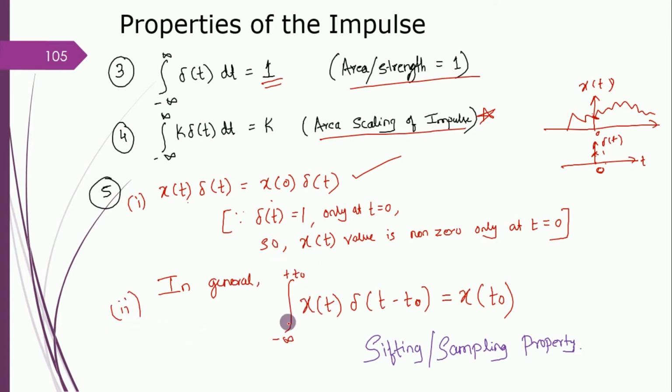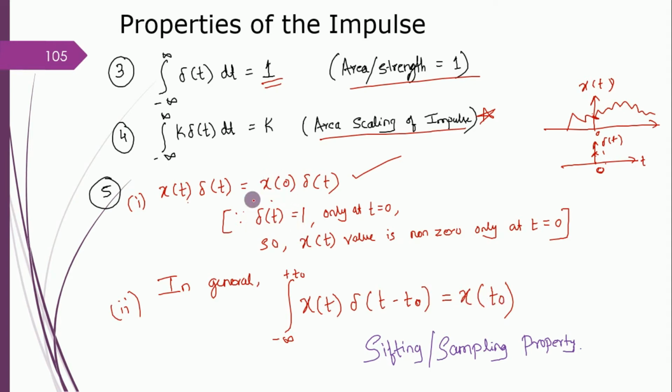If I take its integration, let me assume t naught is equal to 0 right now. X of t delta of t. If I write it in this fashion, the integration, if you take, will result in x of 0, because I have told you t naught is equal to 0. It means it will result in only x of 0.